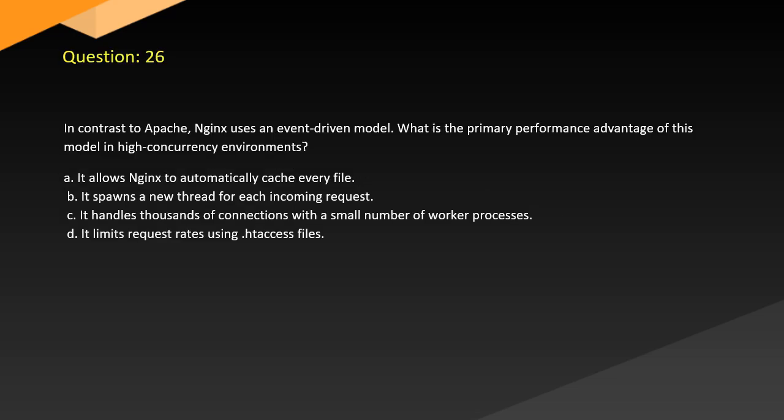Question 26. In contrast to Apache, Nginx uses an event-driven model. What is the primary performance advantage of this model in high concurrency environments? A. It allows Nginx to automatically cache every file. B. It spawns a new thread for each incoming request. C. It handles thousands of connections with a small number of worker processes. D. It limits request rates using .htaccess files.